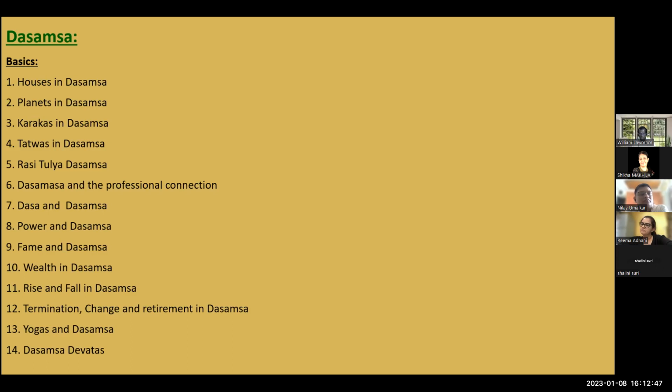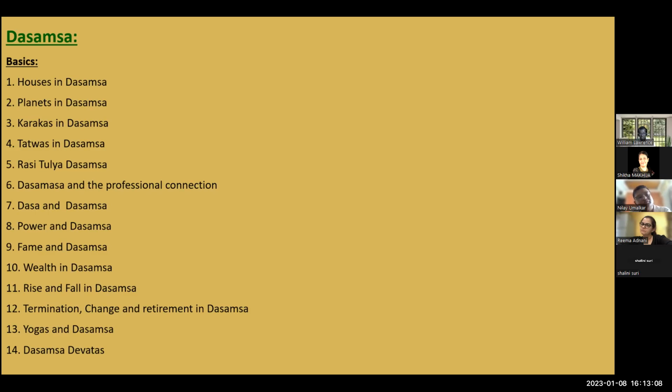So we go with termination, change, and retirement. You can see it very clearly in the Dasamsa. Yogas, I've already told you, not all yogas can be applied in the Dasamsa. Certain special yogas, especially profession related yogas, are applied in the Dasamsa. We will be seeing the Dasamsa Devatas also.